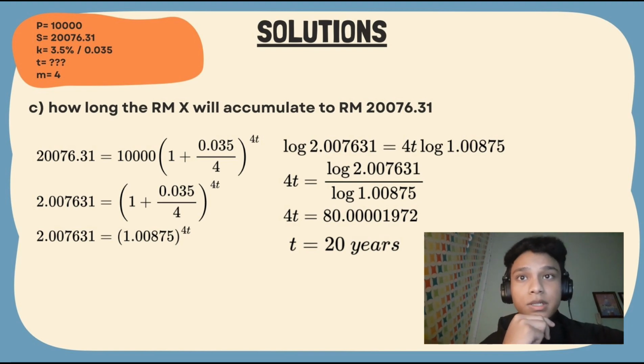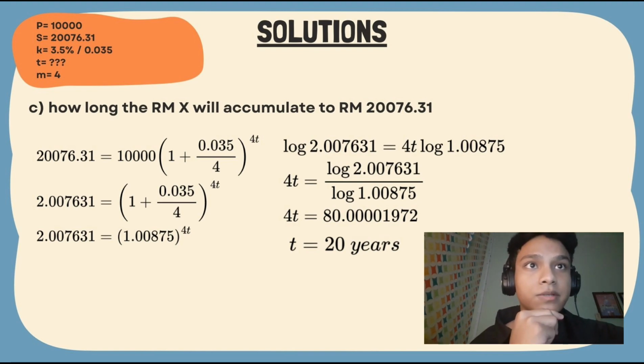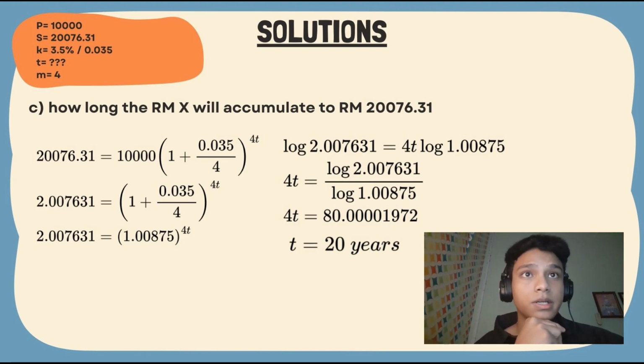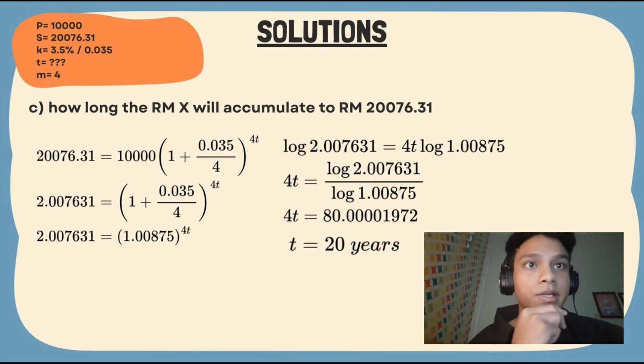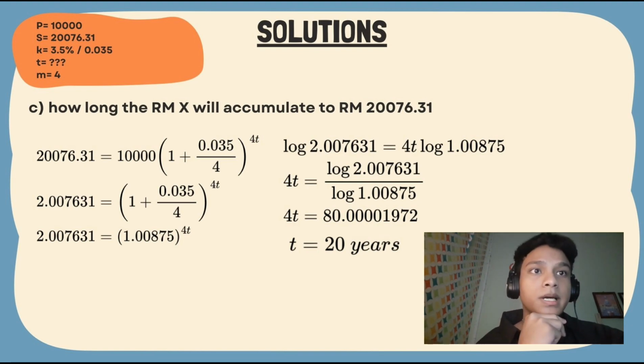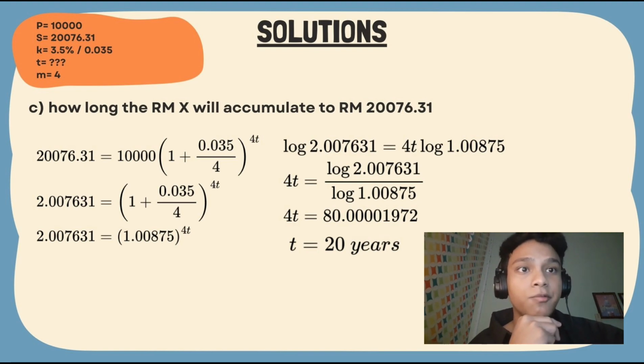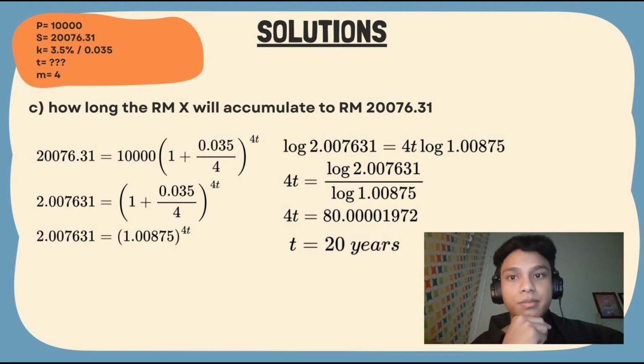Now we have to use the log method to find the T here. So log 2.007631 equals 4T log 1.00875. And then we divide the logs, which is log 2.007631 divided by log 1.00875. And then we got 80.0001972. And then we divide it by 4. And the T here is 20 years. I think that's all from me. I will pass it to my next group members.